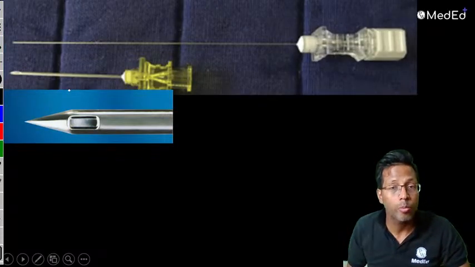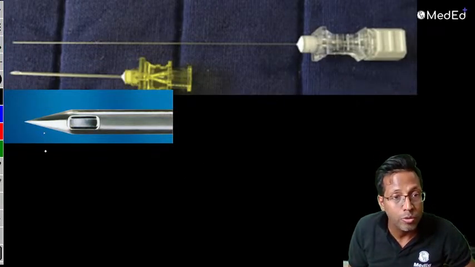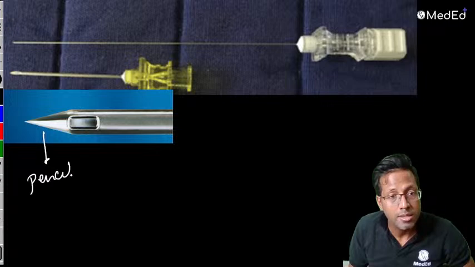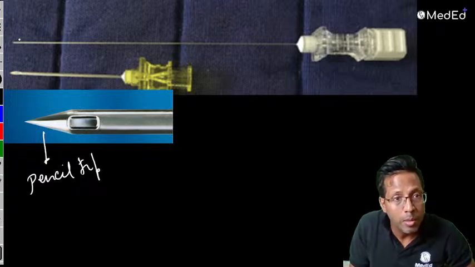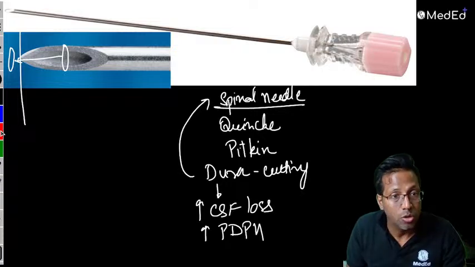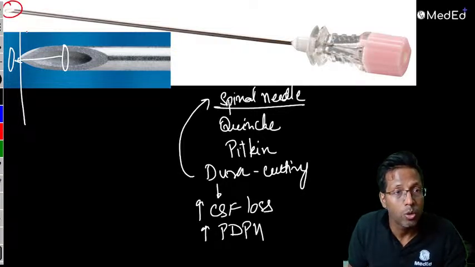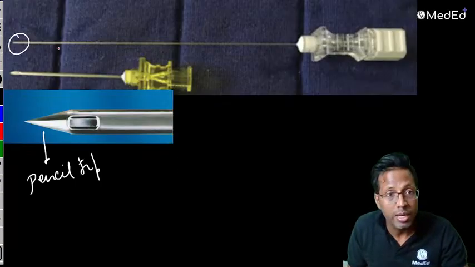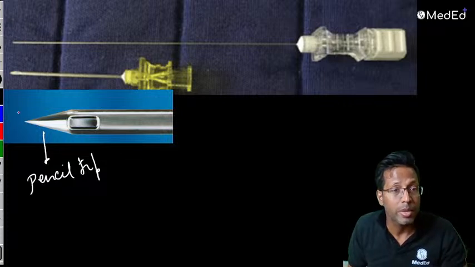Okay, and what is preferred to be used is a dura separating needle. If you see, this is what is called a pencil tip needle. You will see the tip is like a pencil, right? Here the tip is cutting. This is called cutting. This cuts the dura. And if you see in the next image, you will find the tip is a pencil tip.